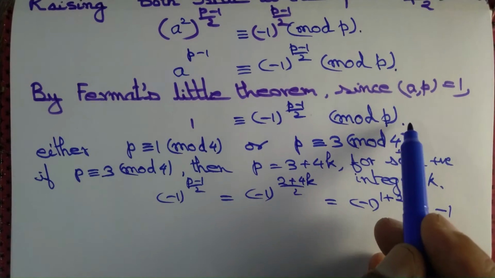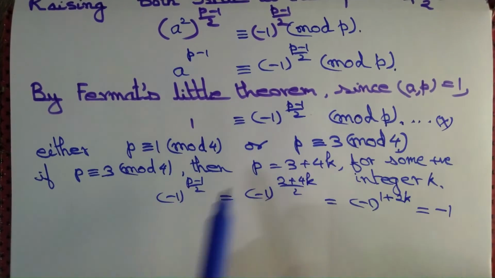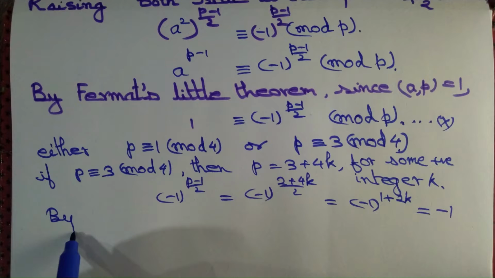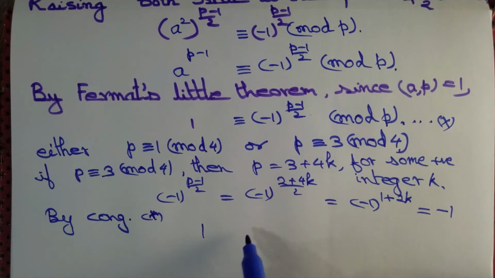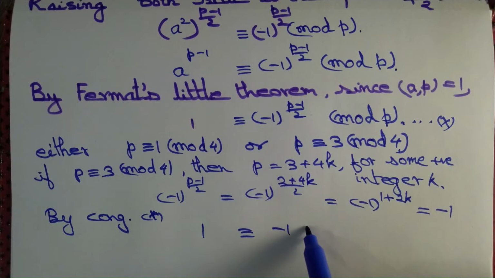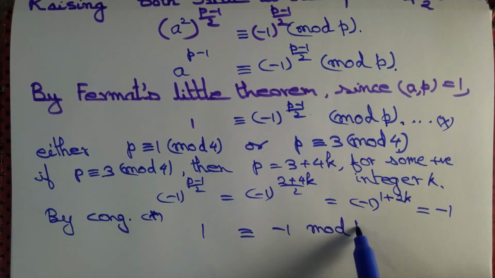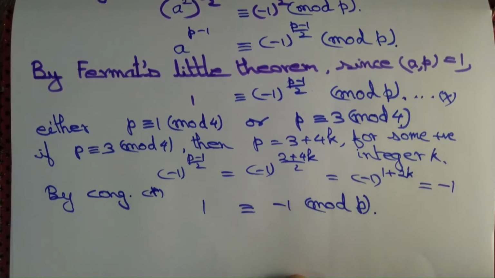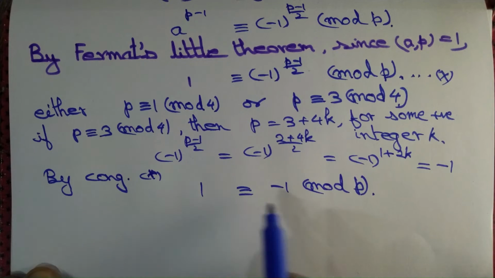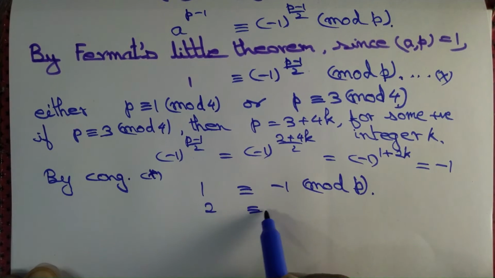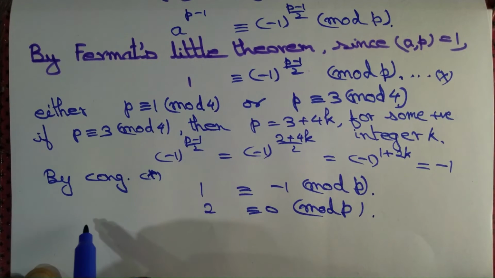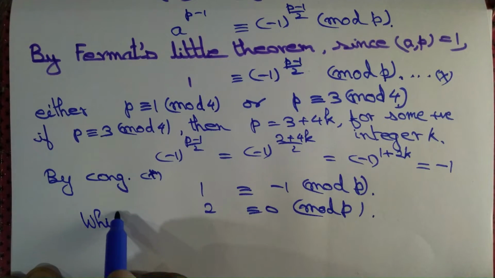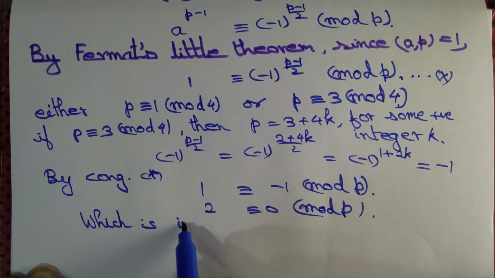So by congruence star, 1 is congruent to minus 1 mod p. Remember, p is an odd prime. And so p divides 2, 2 is congruent to 0 mod p, or p divides 2, which is impossible.